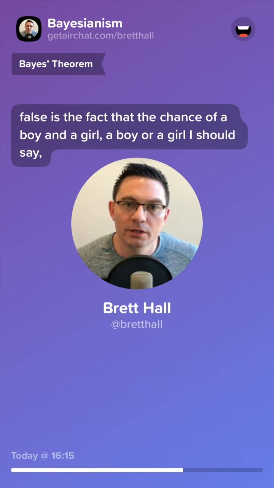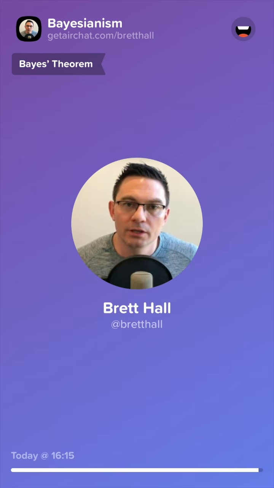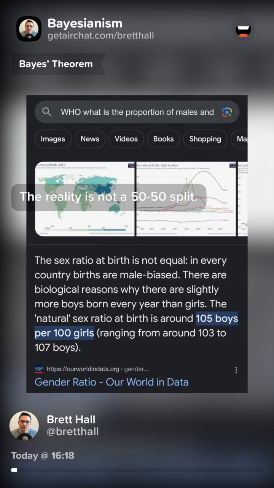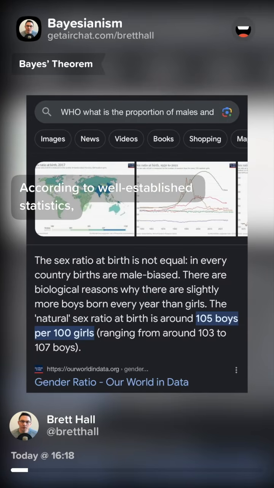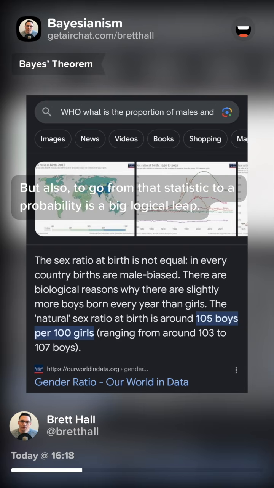Because what it assumes is false is the fact that the chance of a boy or a girl, I should say, is 50-50. That there's a 50-50 split of boys and girls in the population, but it's not. It's not exactly that. The reality is not a 50-50 split. According to well-established statistics, it's more like 105 to 100 boys to girls. And that's only about. But also, to go from that statistic to a probability is a big logical leap.